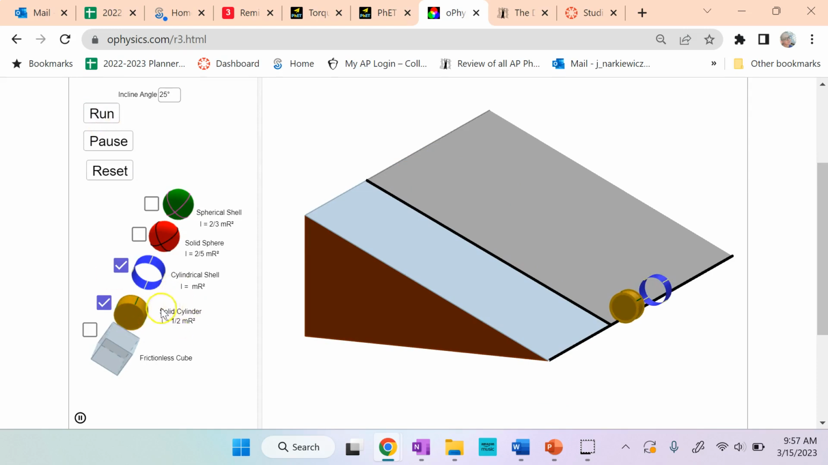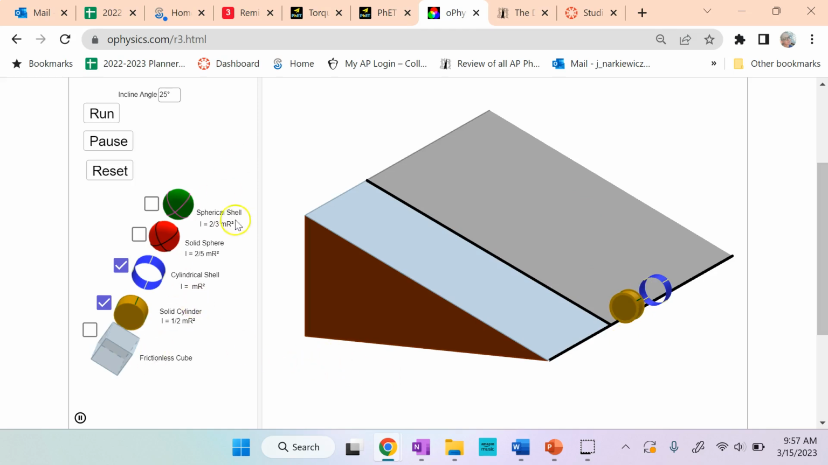Whoa! So the solid cylinder gets to the bottom first because both of these experience the same torque, but the solid cylinder has less I. In fact, it has half the I of the spherical shell, which means that the solid cylinder is able to accelerate rotationally faster down the incline. Because it's a faster angular acceleration down the incline, it's going to rotate faster, roll faster, so it's going to get to the bottom of the incline first.